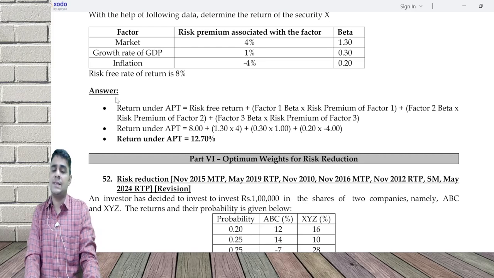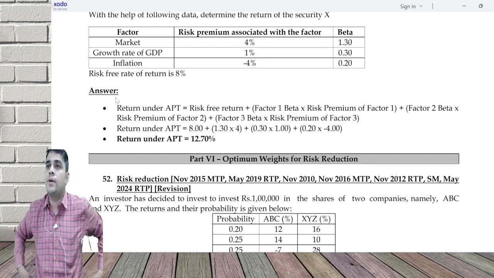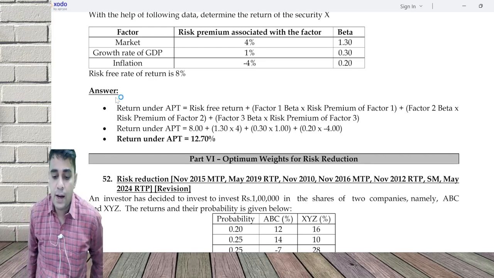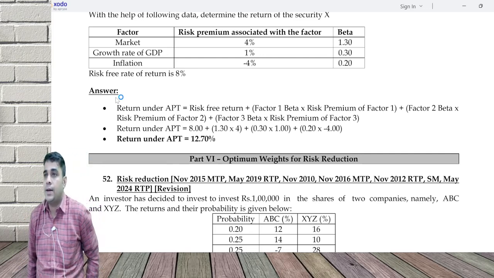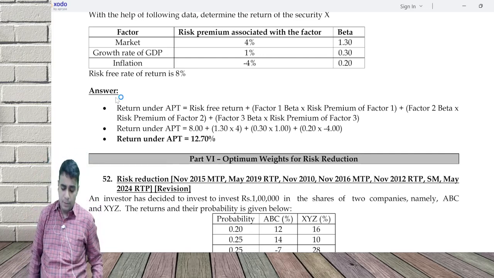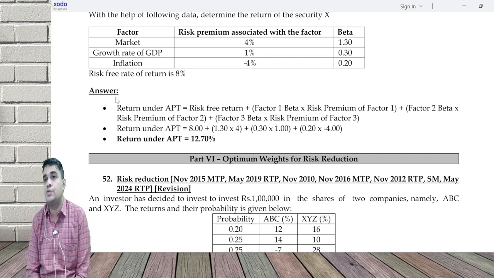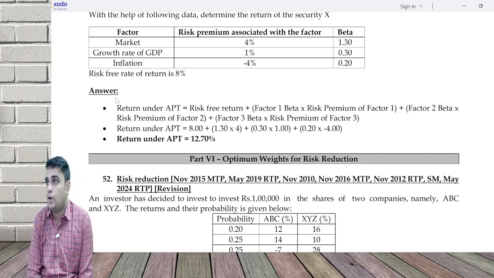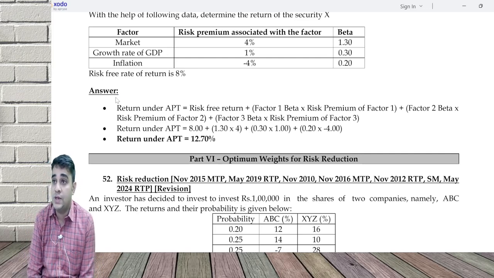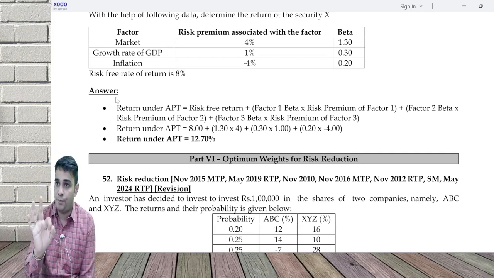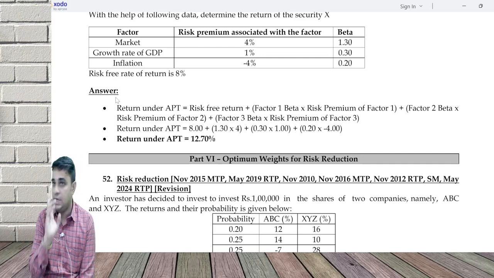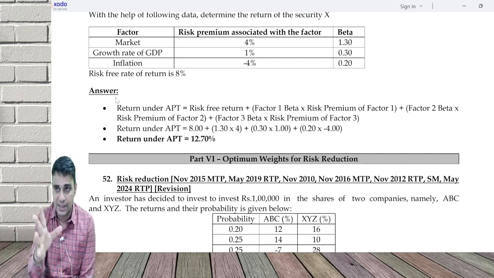Next comes the next segment, optimum weights for risk reduction. Now in this, I may not do much of the question, but I'll first quickly discuss it. What is optimum weights for risk reduction? It is a portfolio combination which gives me the lowest risk, where I have three types of problem. Two securities, easy to do. We'll do a question. We'll discuss a question.